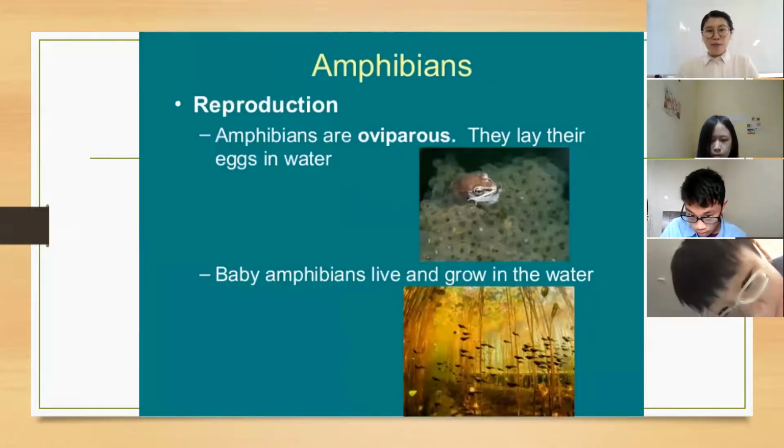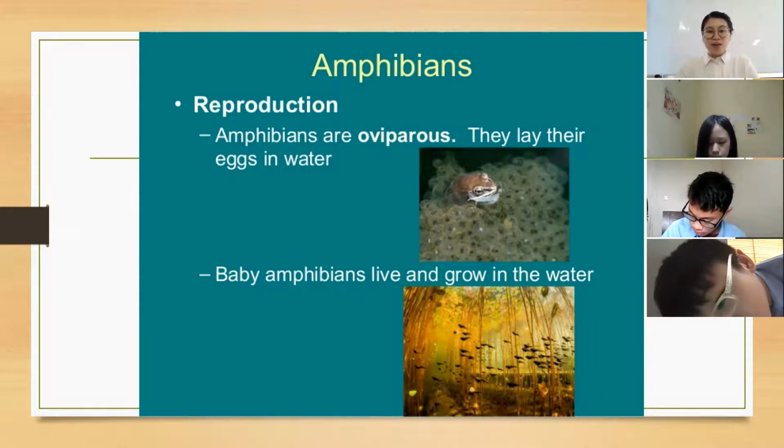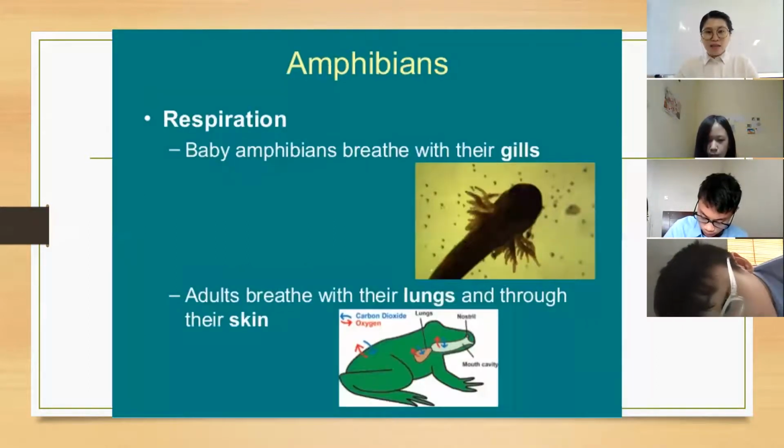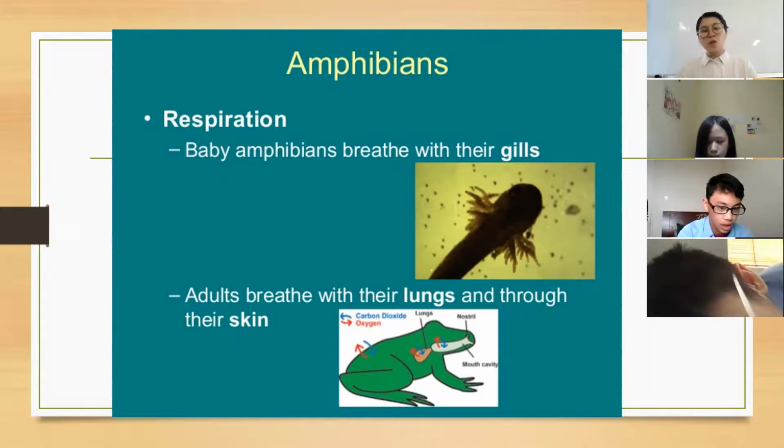Okay, so amphibians are oviparous. Again, they lay their eggs in water like fish. So baby amphibians live and grow in water. But the adult amphibians, they live on land. So baby amphibians breathe with their gills, the same also with the fishes. But the adult breathe with their lungs and through their skin. As what I said a while ago, the baby amphibians live in water, but the adult ones live on land also or in water.